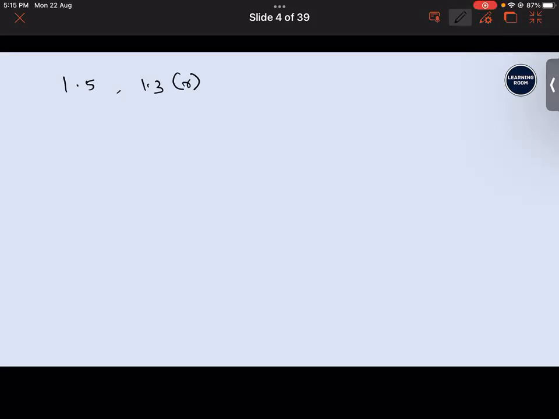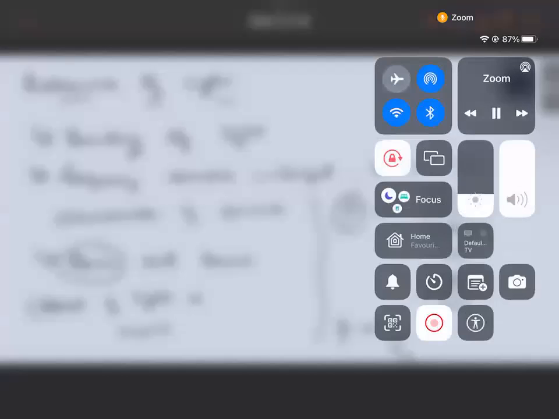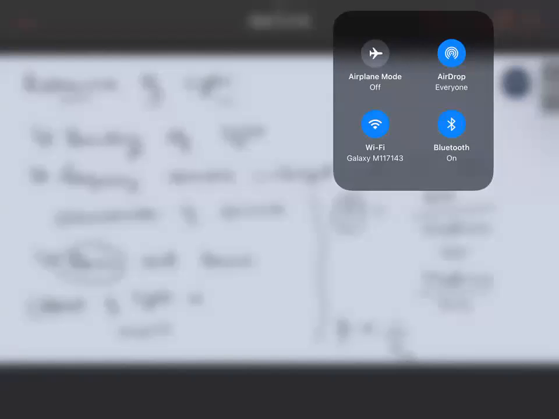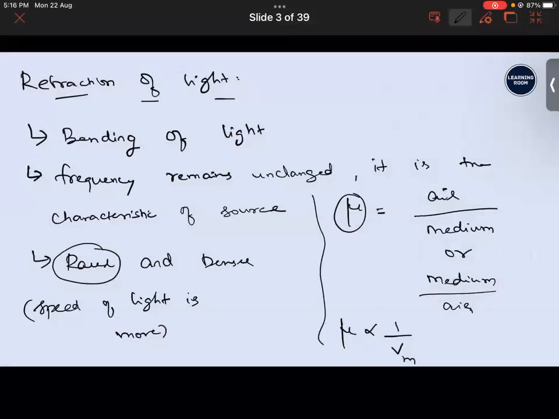Sir, your voice is feeble as you go away from the laptop. Sure. Wait. It's running on hotspot. Is it better? Now it's good, sir. No, it was running on hotspot.